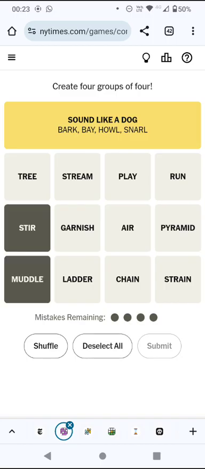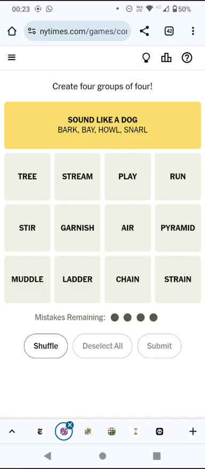Muddle and stir. Those are basically synonyms, aren't they? But again, not sure if there's 2 others that are. Okay. What about pyramid? There's the pyramid stage. There's obviously pyramids in Giza, and it's just a shape, but clearly none of the others are shapes, none of the others are in Egypt. So, I don't know what to do.